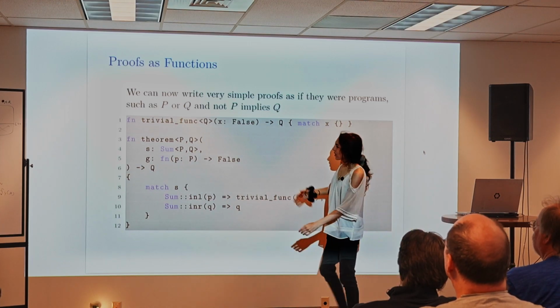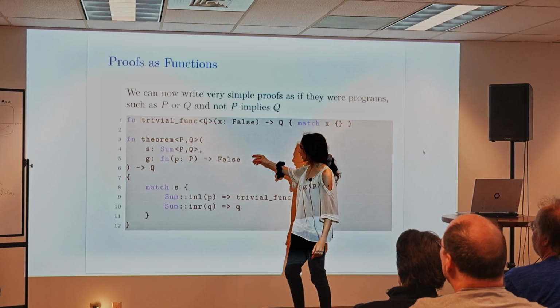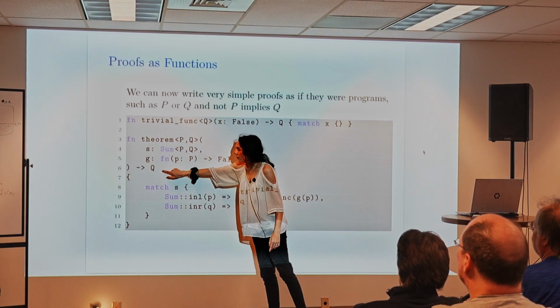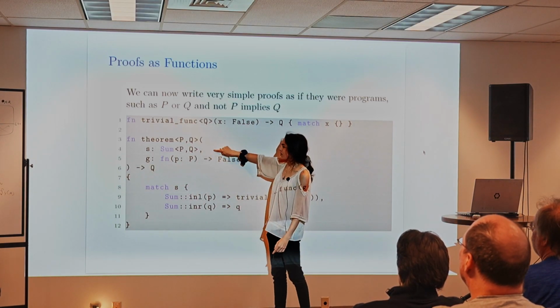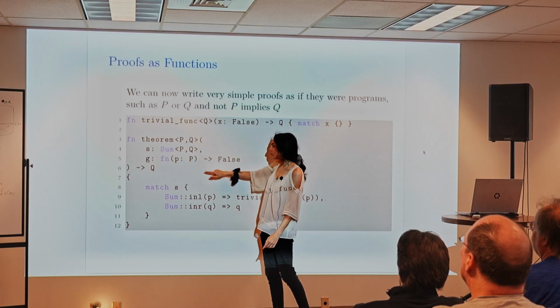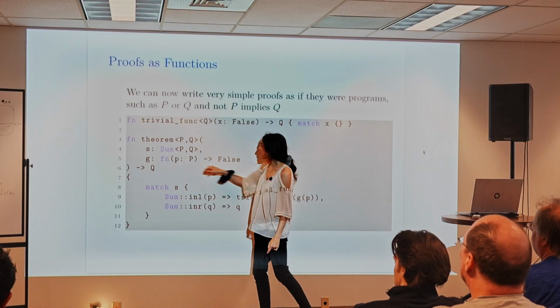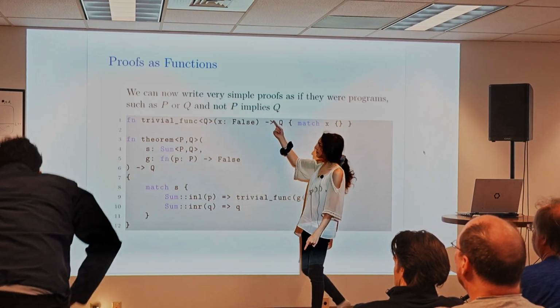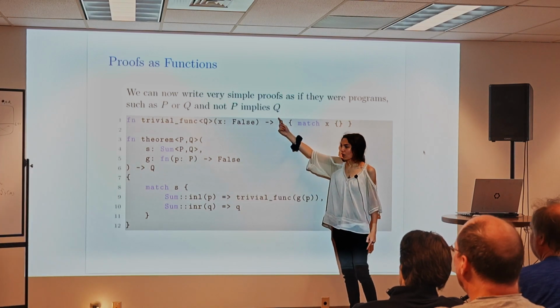Okay. Then how do I actually prove this? I want to make a member of Q, and to do it, I have a sum type member of P or Q, and I have a function from P to the empty type. And that maps to this proposition. Everyone follows that? Okay.